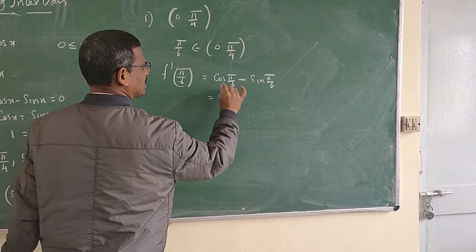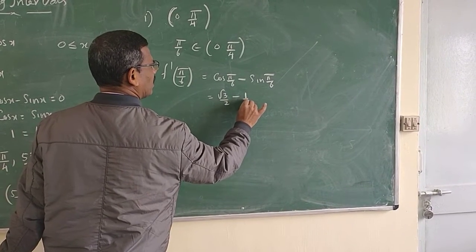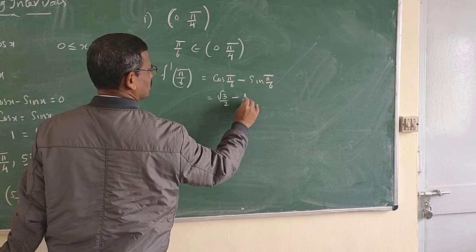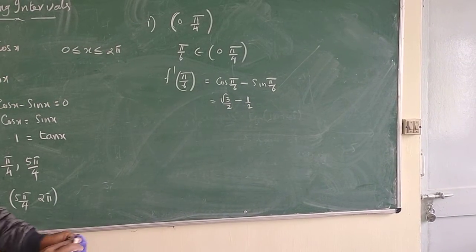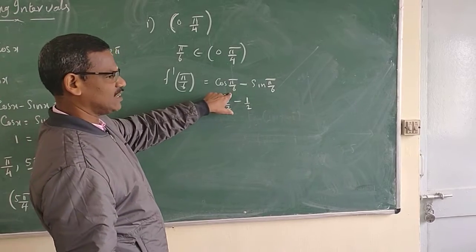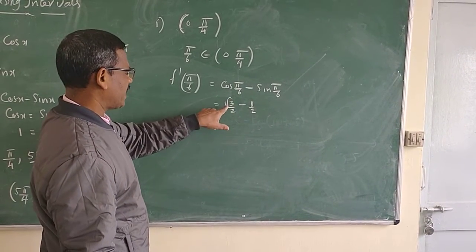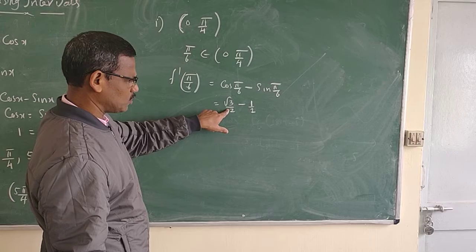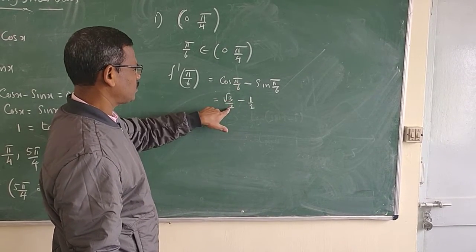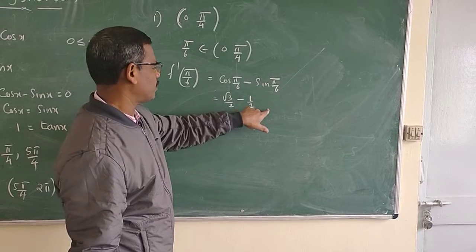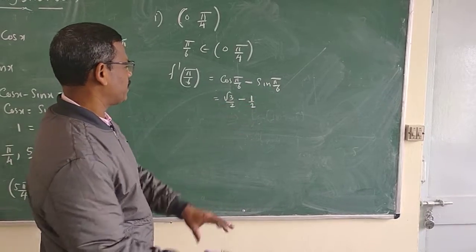And sin 60 is root 3 by 2. Sin 30 is 1 by 2. So cos of pi by 6, that is 30 degrees, is root 3 by 2. Cos 30 is root 3 by 2, sin 30 is 1 by 2. So root 3 by 2 minus 1 by 2.